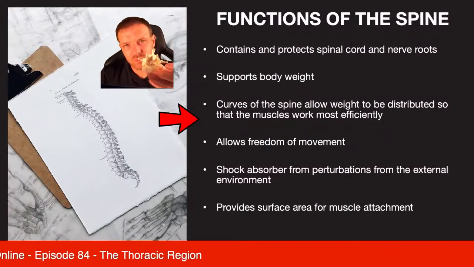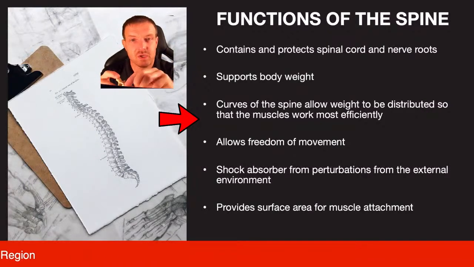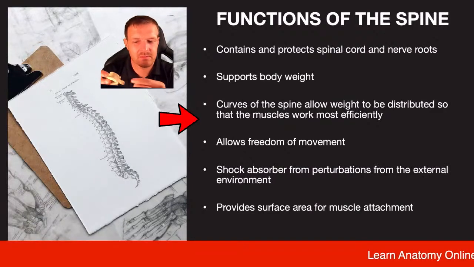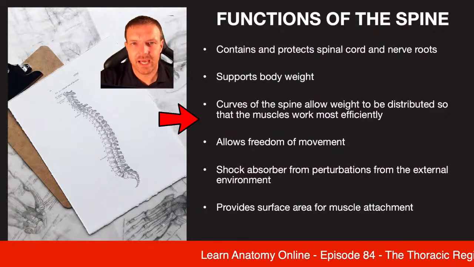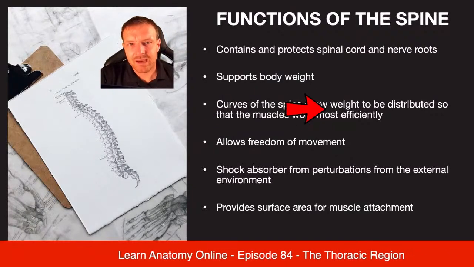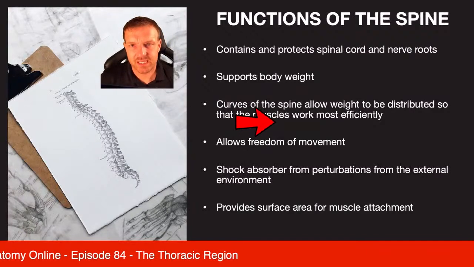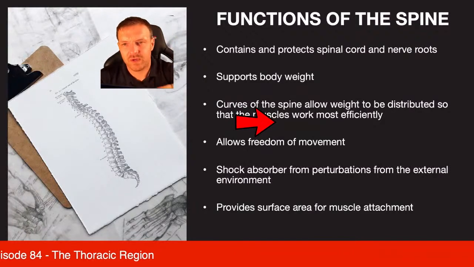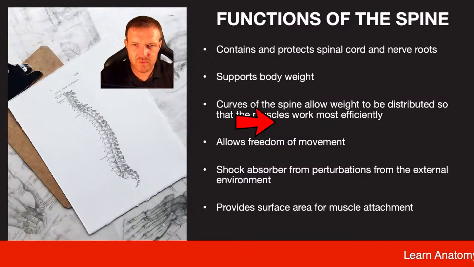So the lumbar vertebra, the body is very big. The thoracics, because you're not having to bear all that weight, it doesn't have to be so big. But there are some other key differences with the thoracics that we'll look at. The curves of the spine allow weight to be distributed so that the muscles can work most efficiently. So there is an element of absorption of forces through the spine and redistribution of those forces.